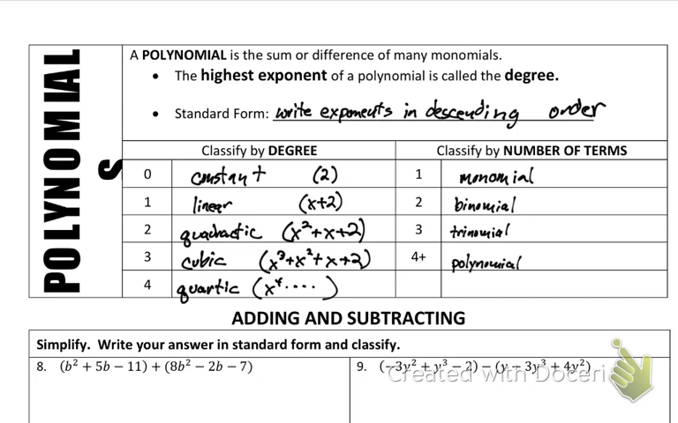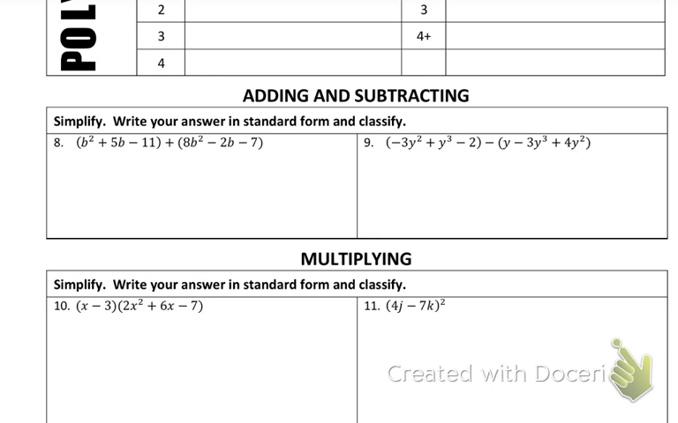All right, I'm about to make your homework a little bit easier, because I don't really care that much. This says simplify, write your answer in standard form, and then classify. You don't need to classify. If you want to, you can, but we're just not going to classify. On your homework it'll say classify, and you can cross it out too.